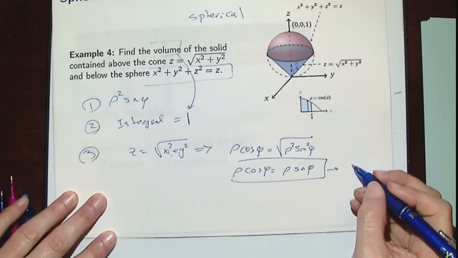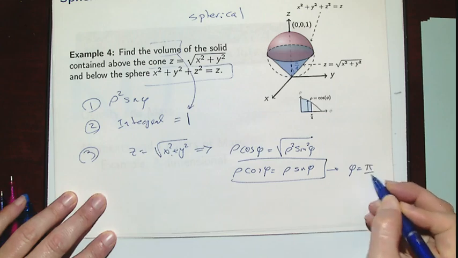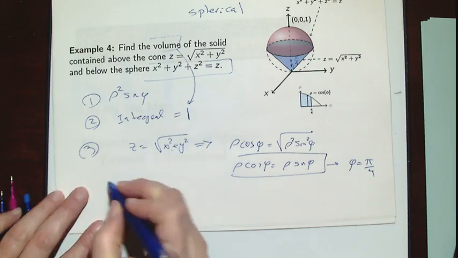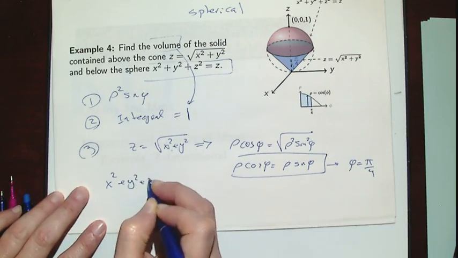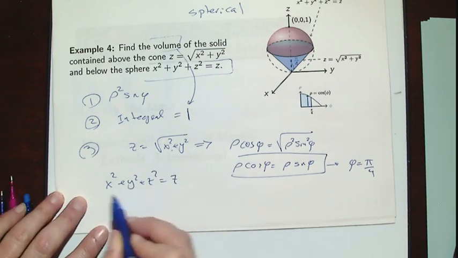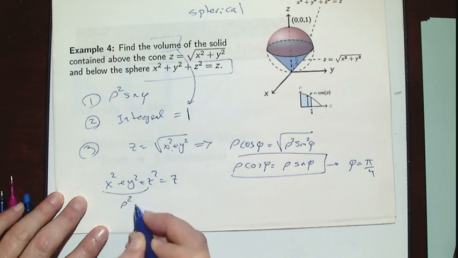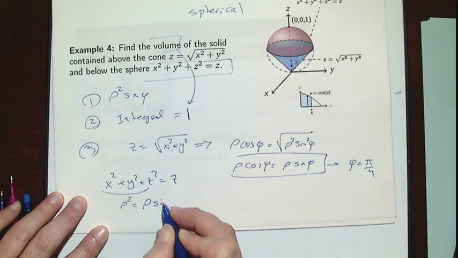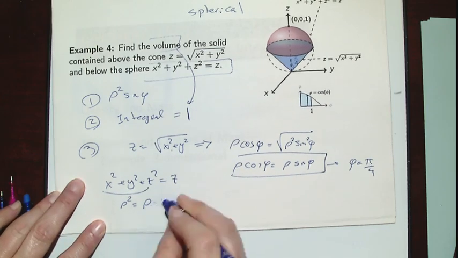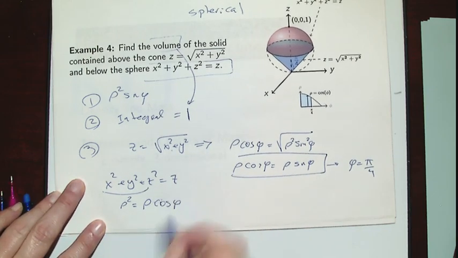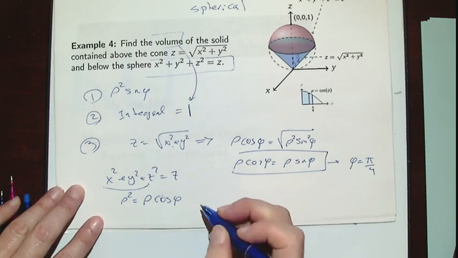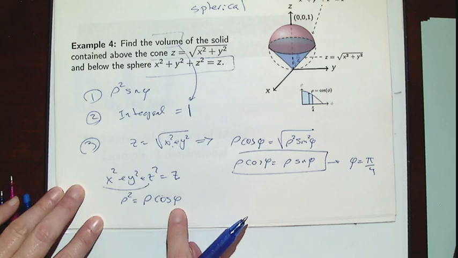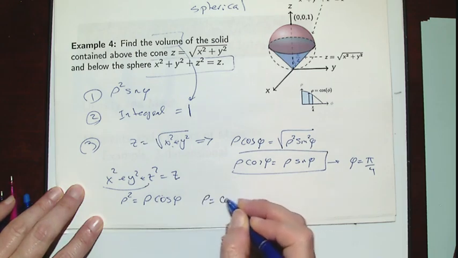So the cone is what? Phi equal to pi fourth. Now, what is this sphere? That one is rho squared equal to rho, I said sine again, cosine phi. Agreed? Rho squared equal to rho cosine phi. So rho is going to be equal to cosine phi.